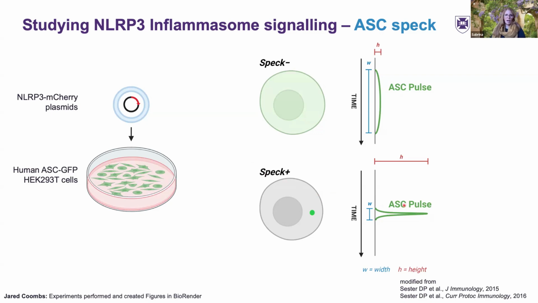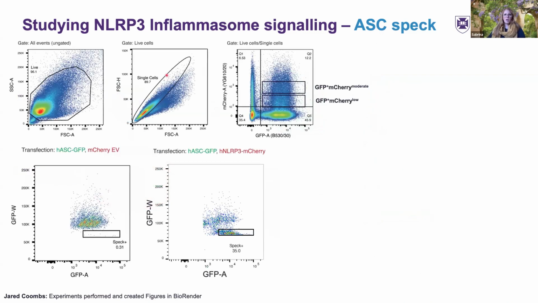And how this looks if you analyze your data is something like this. So we can take all our cells, gate on live cells, and then here we see the mCherry expression, which is the amount of NLRP3 that we transfected into these HEK cells. And what we see is that it's quite a broad spectrum of expression. What we know is that high expression of NLRP3 can spontaneously aggregate. So what you can do is gate on a moderate or even a very low expression level and then see how many specks are formed in this context.